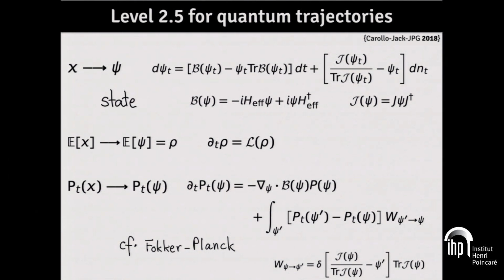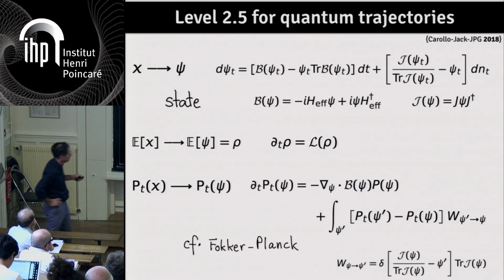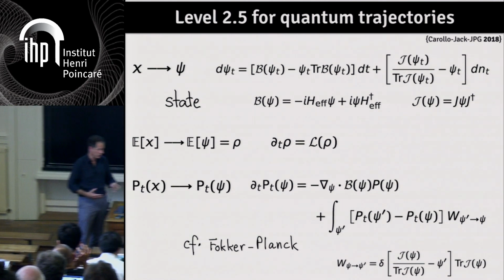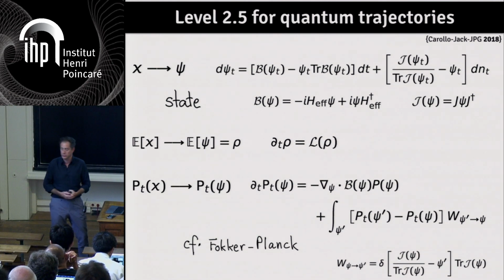So what we need is an equation for the probability of the fluctuating state psi, kind of a Fokker-Planck equation for psi, which is a quantum state, and here it's written. It has a part associated with the jumps, and a part associated with the no-jump evolution. So this is the Fokker-Planck equation. This is essentially figuring out how to make this dictionary translate one thing to another.